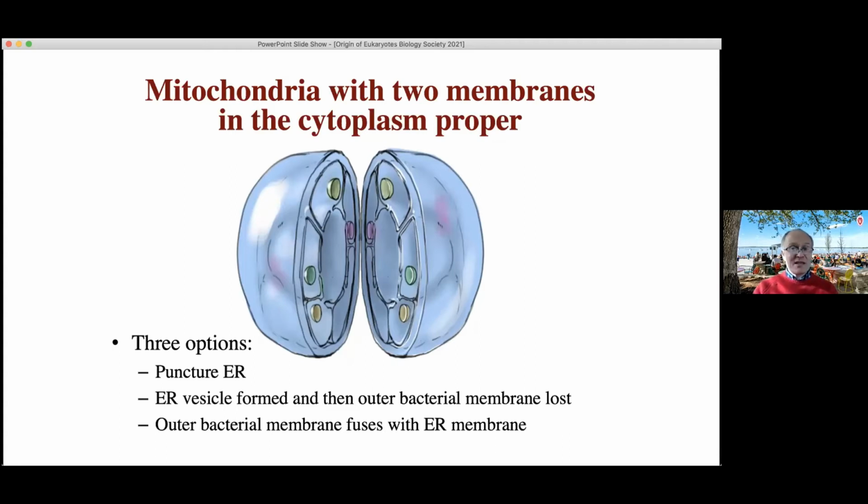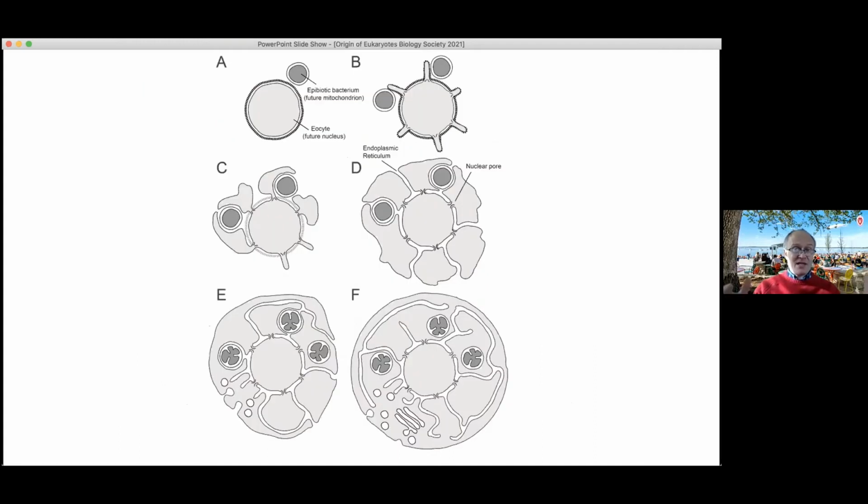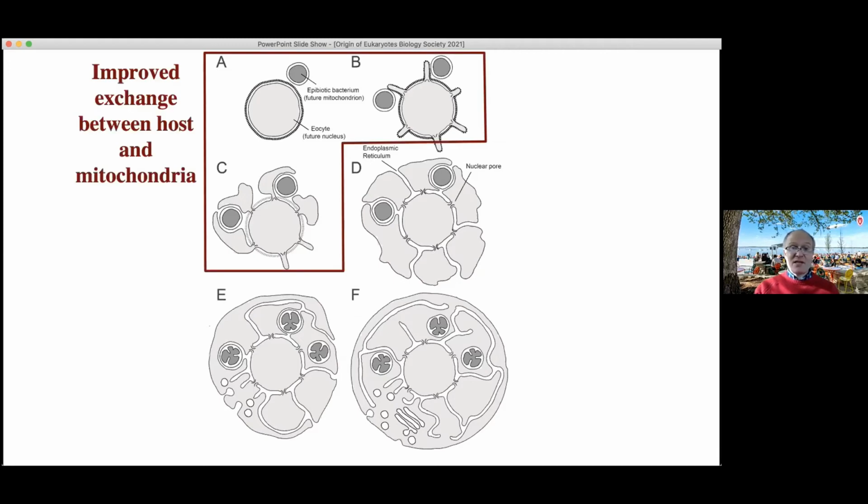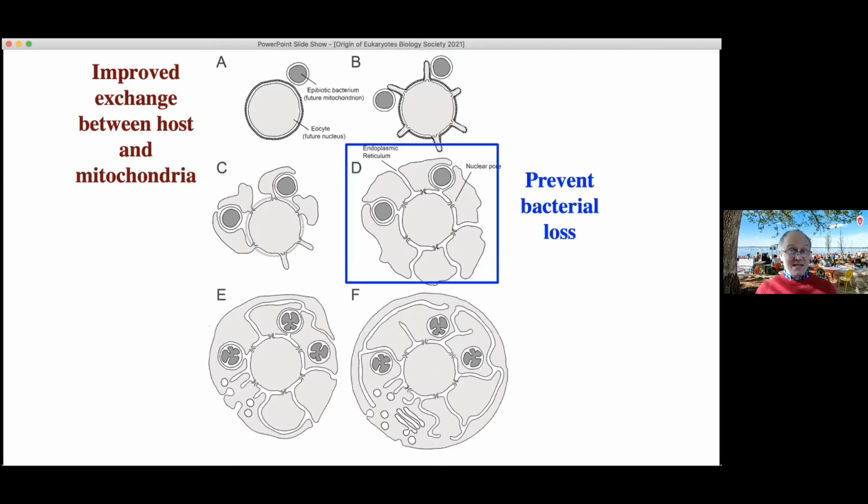So that's the basic structural hypothesis, and we view this as a logical set of evolutionary drivers. At the very beginning, we have selection for improving the surface area of exchange between the host and the mitochondria, the future mitochondria, the protomitochondria. Then by expanding these blebs, we also now have selection for protecting these essential resources.